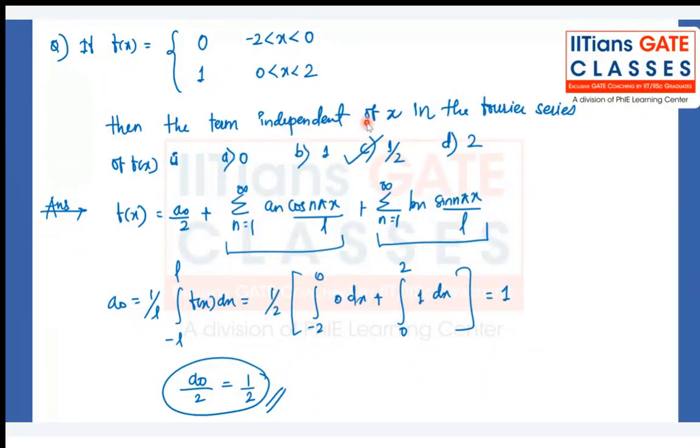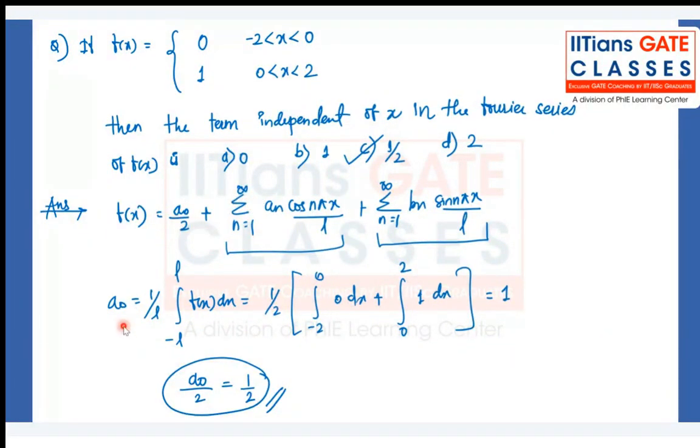So the only term which can be independent of x is this. Are you following? Only a naught by 2 is the term which is independent of x. Why? Because a naught is 1 upon L integration minus L to L f of x dx. So if you integrate it with respect to x and put the limits, you don't have the variable x. So that's why a naught by 2 is the only term which is independent of x. So remember, when they are asking you to calculate the term independent of the variable x in the Fourier series, your answer has to be a naught by 2.